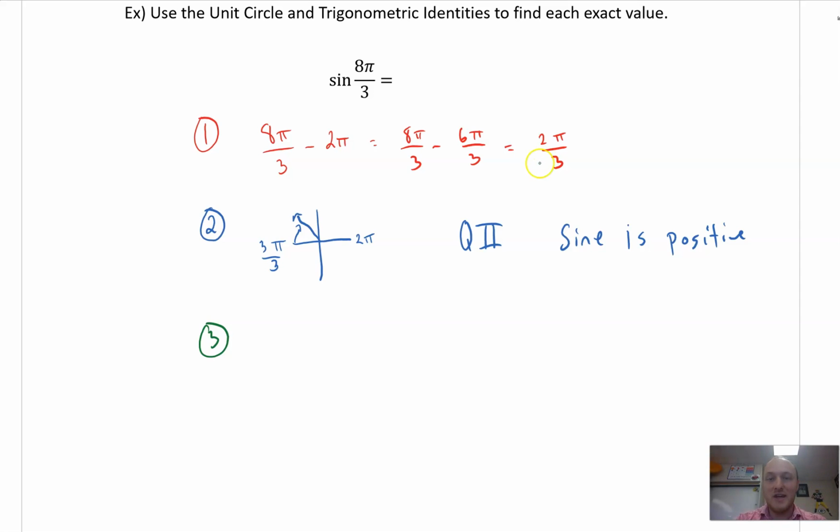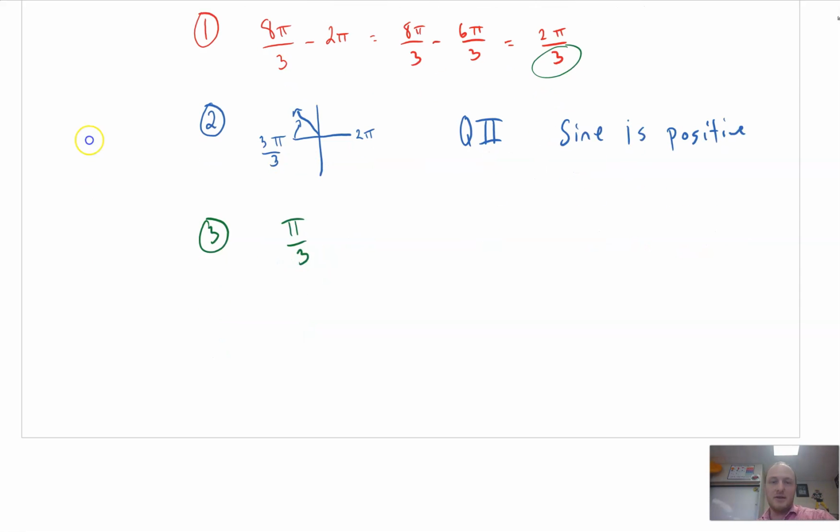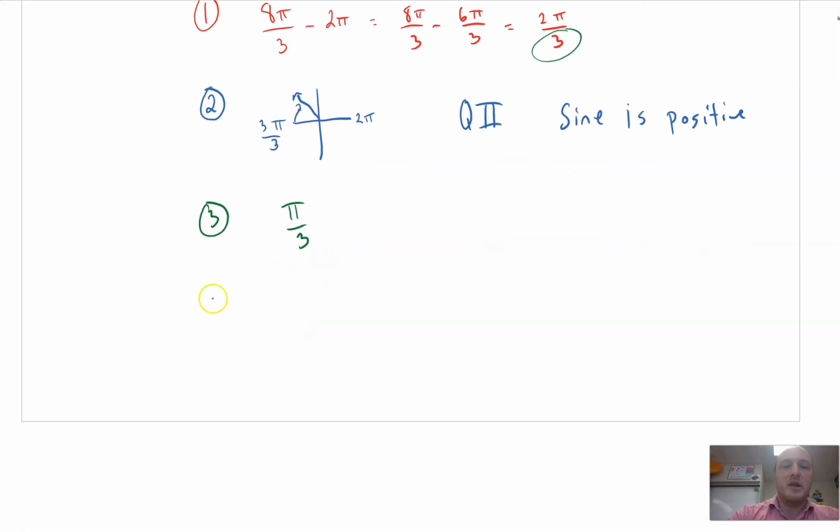And what I say is look at the denominator. The denominator is a 3. So this is a pi third reference angle. I don't think it can be any easier than that. Step 4. Okay, so here we go. I need to calculate, what is sine of 8 pi thirds?